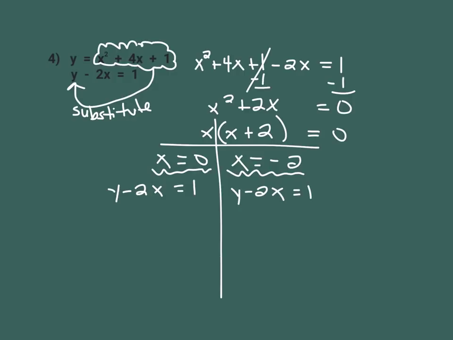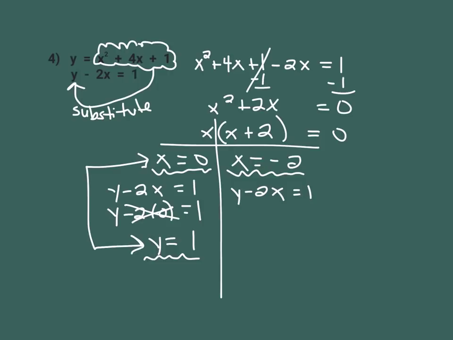All right, so let's substitute the x value of 0 in here, and let's see what y is equal to. So we'll have y minus 2 times 0 equals 1. Now, 2 times 0 is just 0, so it's almost like this isn't even here. So we're left with y equals 1. So when x is equal to 0, y is equal to 1. So we can write that coordinate as (0, 1). If we were to plug 0 in for x and 1 in for y into both of these equations, you would get both sides of the equation to check out.